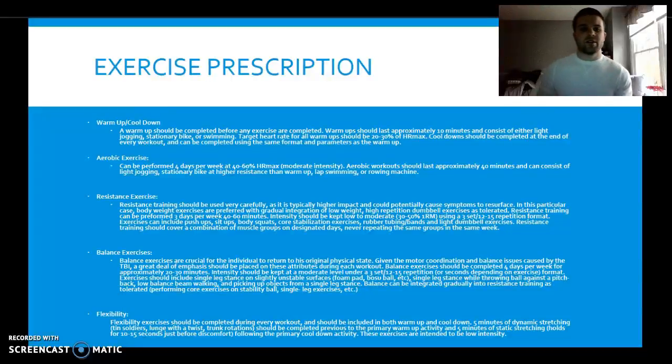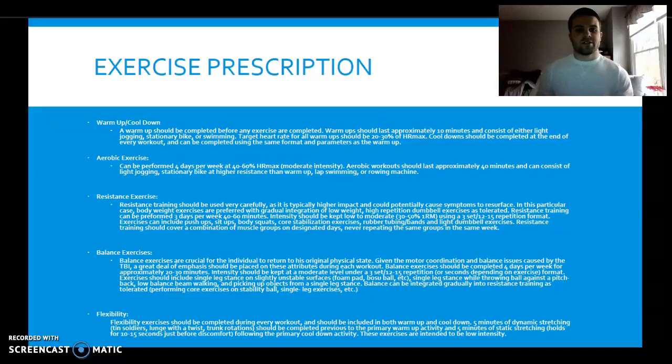injury, of course. Aerobic exercise can be 4 days a week, 40 to 60% of heart rate max. You kind of want to keep it in that moderate intensity area. It can consist of lap swimming, using the rowing machine, some light jogging if it's comfortable. Like I said, a stationary bike is definitely ideal over a normal bike to avoid accidents, and that should last around 40 minutes or so.